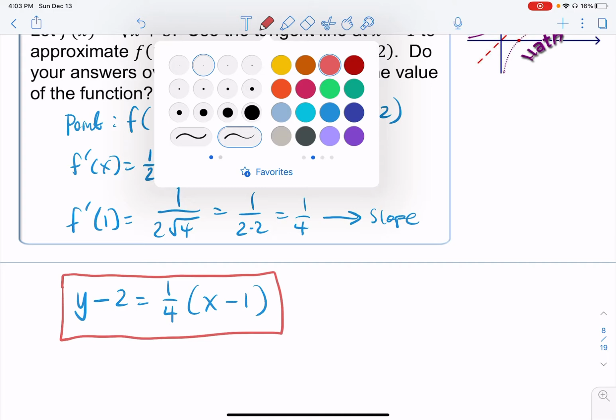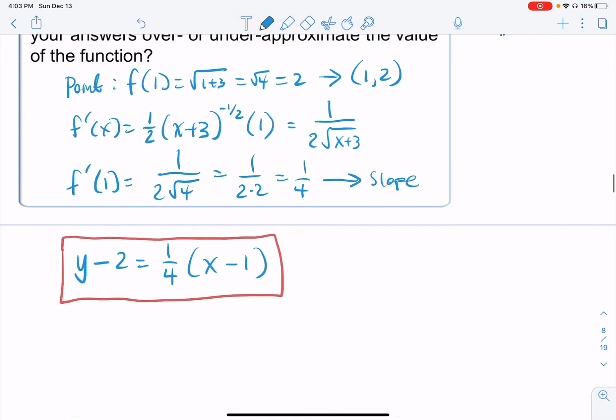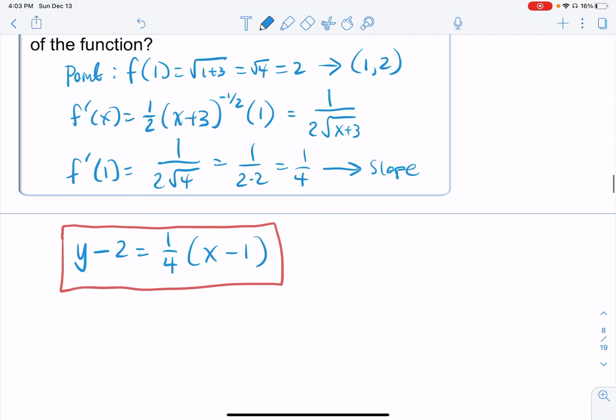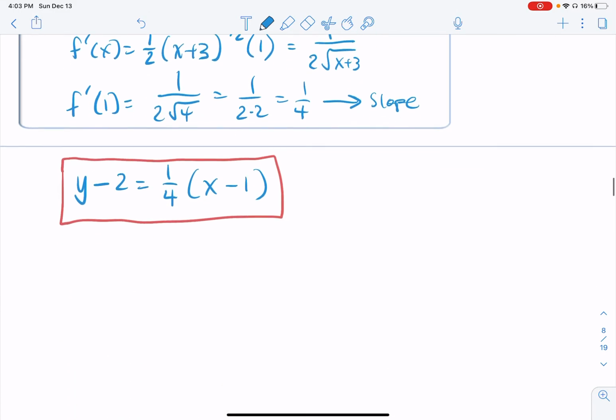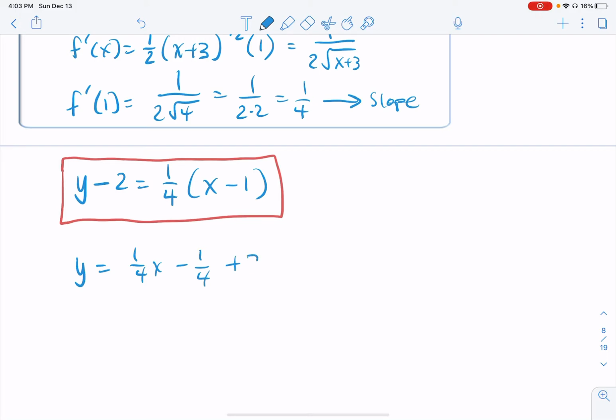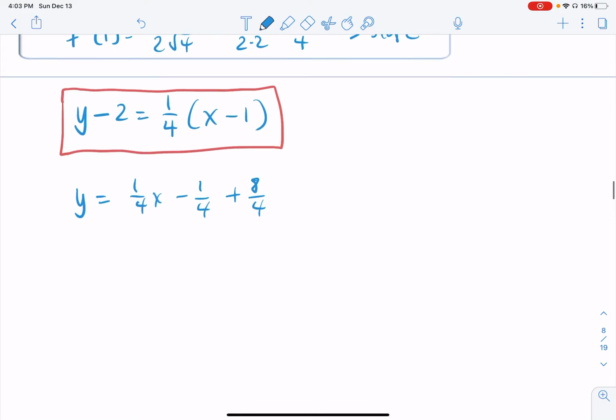But in this particular case, we want to solve it for y because we're going to use it to approximate the value of the function at a whole bunch of different numbers. Those numbers right there. All right, so we're going to solve this thing for y. I got 1/4 x minus 1/4, and then I would add the 2. 2 in terms of fourths would be 8/4, which is a total of 7/4. Okay, so our equation here is y equals 1/4 x plus 7/4.